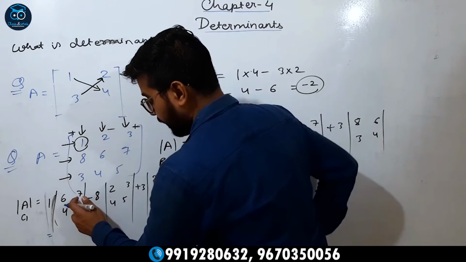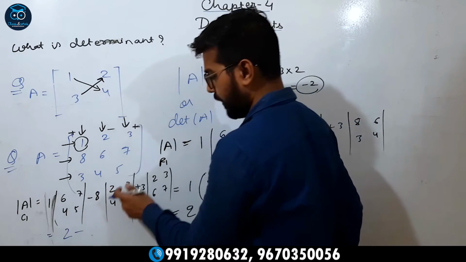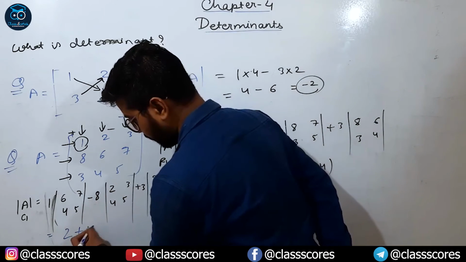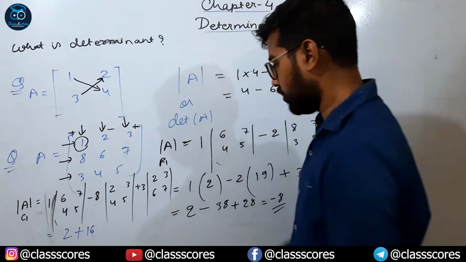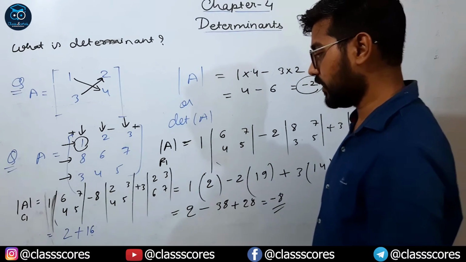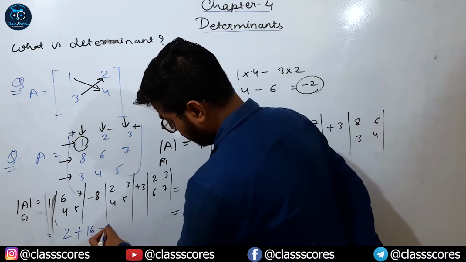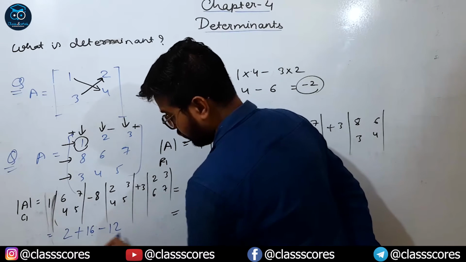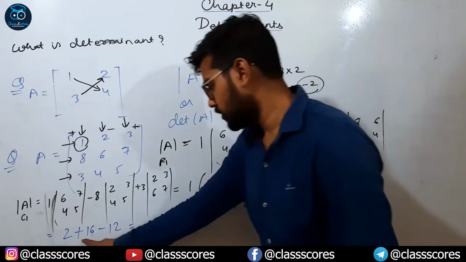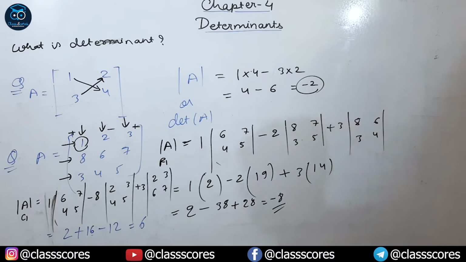6 5s are 30, 30 minus 28, that is 2. Minus 2 5s are 10, minus 4 3s are 12, that is minus 2. Minus 2 into minus 8, plus 16. Okay, 2 7s are 14, minus 6 3s are 18, that is minus 4. Minus 4 into 3, that is minus 12. So if we simplify this, we get 4 plus 2, 6. It is different. I think we have done some mistake.